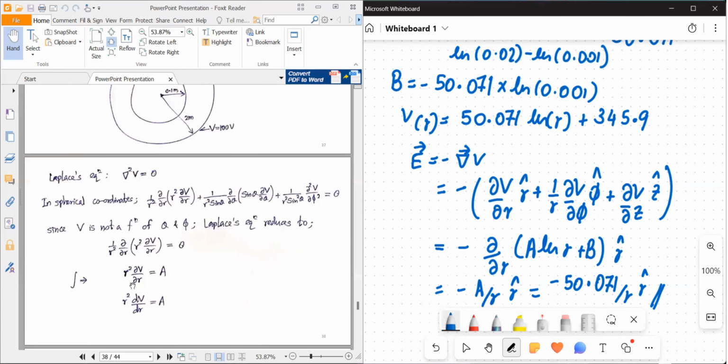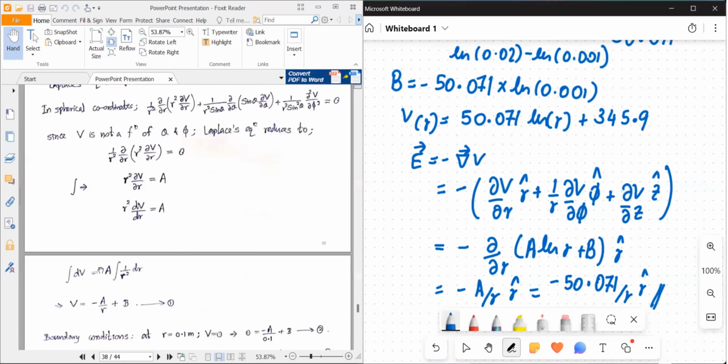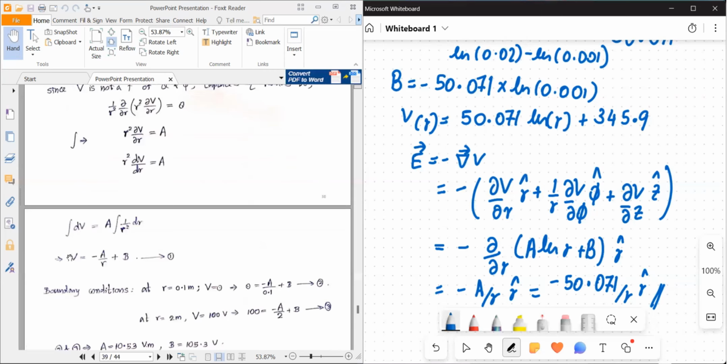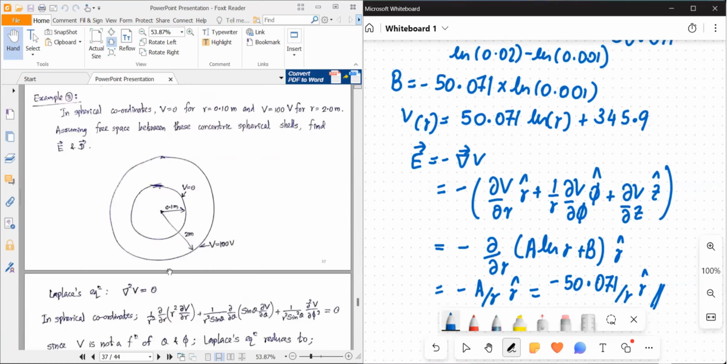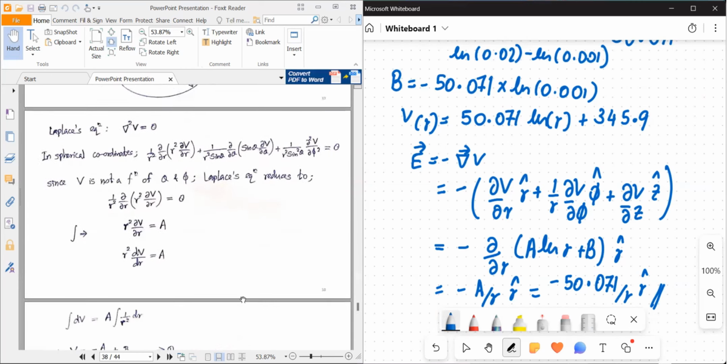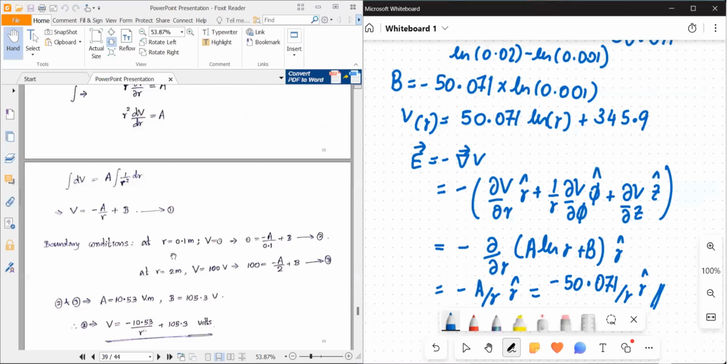Then by direct integration, we can first say R squared ∂V/∂R is equal to constant A. Then we need to do the integration again, and we obtain the potential function V equal to minus A over R plus B. Then two boundary conditions are given. At R equal to 0.1 meters, potential is 0, and at R equal to 2 meters, potential is 100. We can apply those two boundary conditions and obtain the values for A and B. Then we know the potential function.